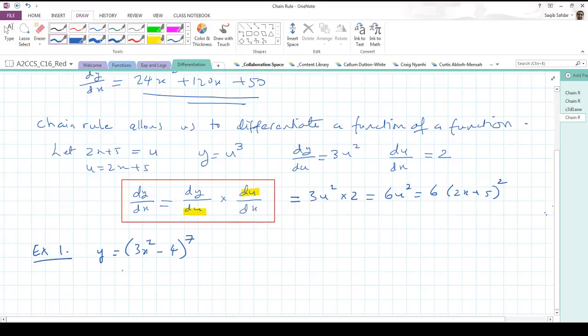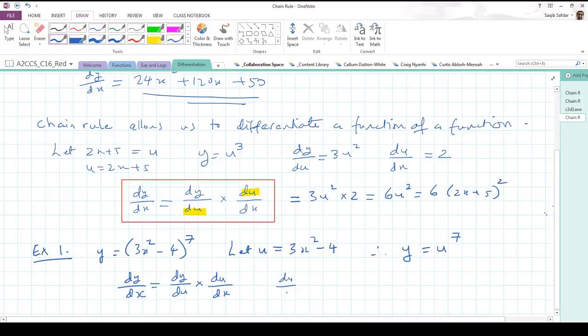Alright. So you've got y equals, now obviously straight away I can see, look, it's going to take the binomial expansion, and it's going to take quite long. So what I'm going to do is I'm going to tell the examiner, let u equal 3x squared take away 4. Therefore, y now equals u to the power of 7. And so I'll write down what I'm doing. dy/dx equals dy/du times du/dx.